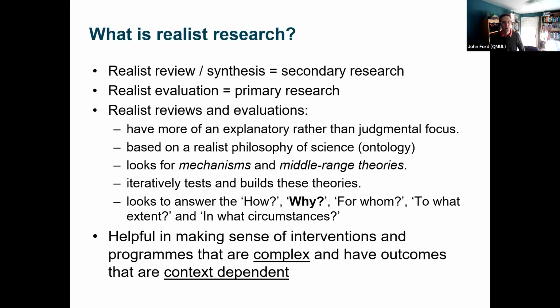So let's kick off. In terms of realist research, there are two main branches. There's the realist review or synthesis, which is like a literature review that uses other previously published research. And then there's realist evaluation, which collects primary studies. Those are the two main distinctions.